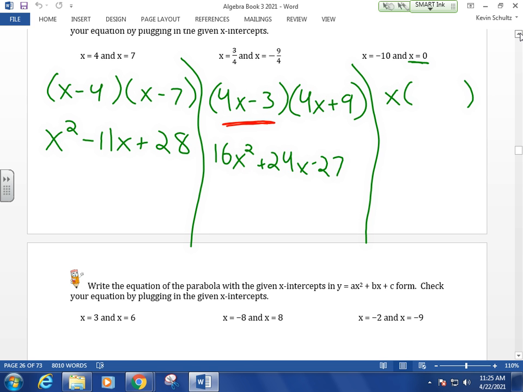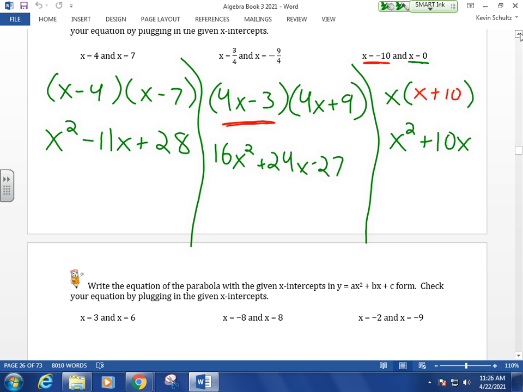And this one, what expression inside of our parentheses would give us an x-intercept of negative 10? I heard it. What? X plus 10. Okay. X plus 10. Which, when we distribute the x into our parentheses, gives us x squared plus 10x as an original equation. Okay.